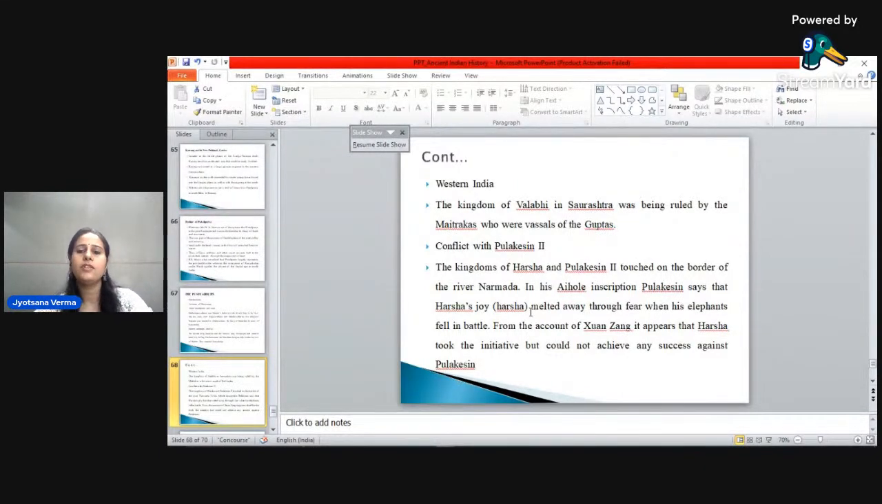From the account of Hiuen Tsang, it appears that Harsha took the initiative but could not achieve any success against Pulakeshin. There are two arguments. Some say that Harshavardhana defeated Pulakeshin, and according to another description, Harshavardhana did not defeat Pulakeshin II.